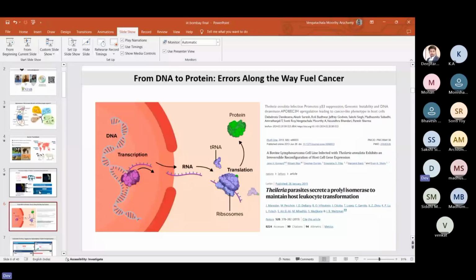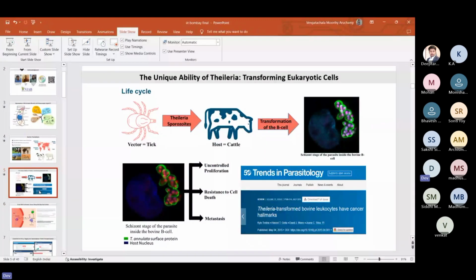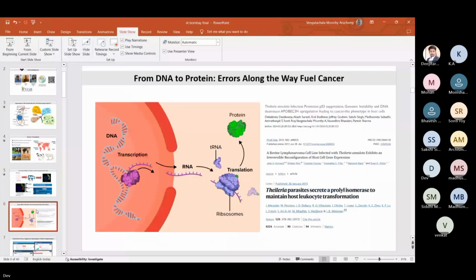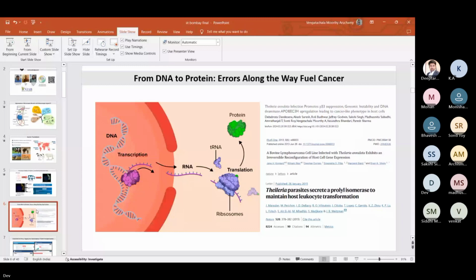Some of the cancer hallmarks associated with Theileria transformation are uncontrolled proliferation, resistance to cell death, as well as metastasis. So the research surrounding Theileria ranges across all aspects of biology. This is a brief graphical representation of the central dogma, that is DNA followed by transcription, making of RNA, followed by translation, as well as protein.